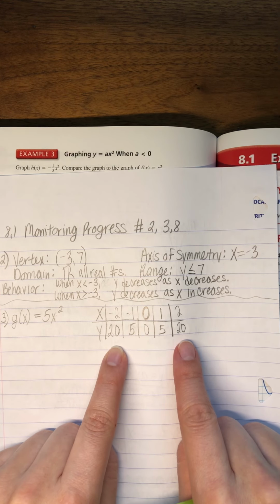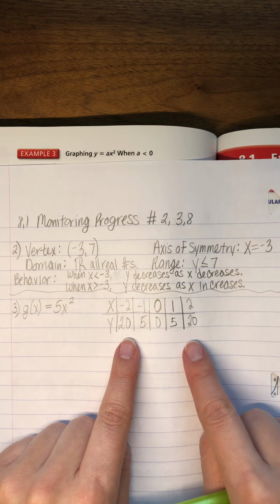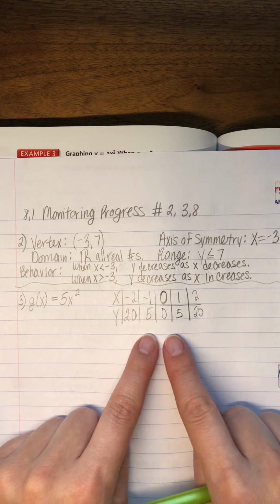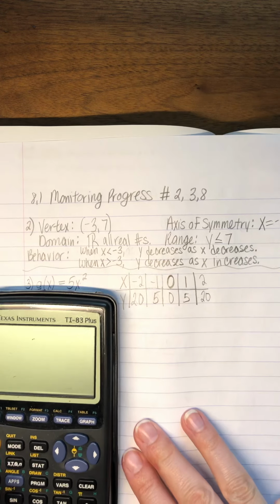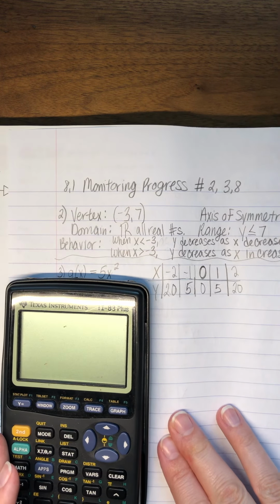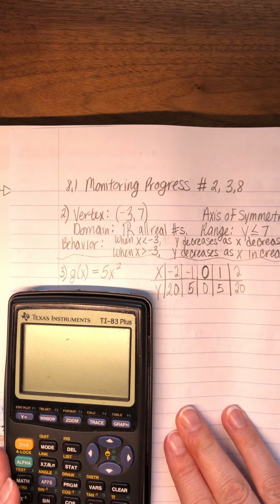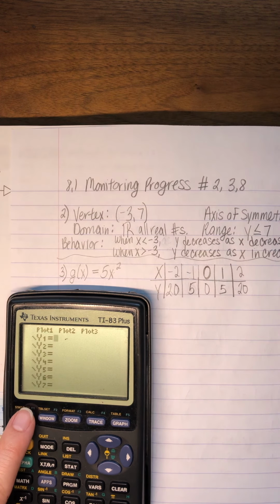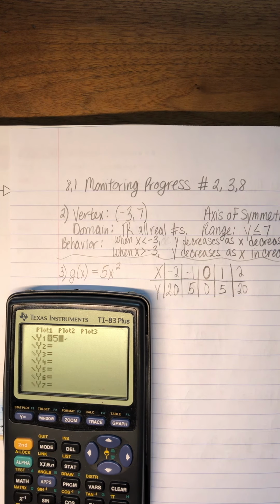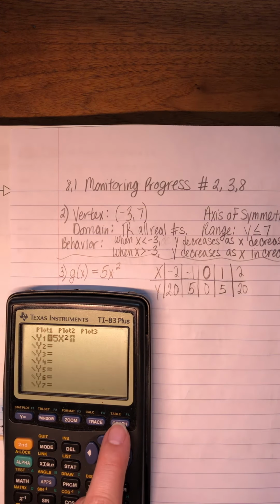I want to show you that you can also get these values in your graphing calculator. So let's grab our graphing calculator and let's find these t-table values in our calculator. So here's my graphing calculator, and I'm going to go into y equals and put this equation into y equals. So in y equals, I'm going to type in 5x, remember x is this button here next to the green alpha key, squared. To get to the table, I want to hit second, and then the graph button here is the table.